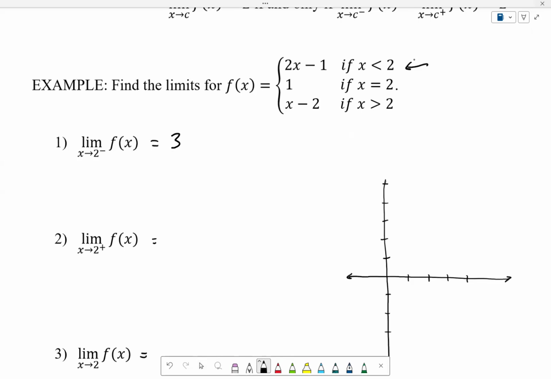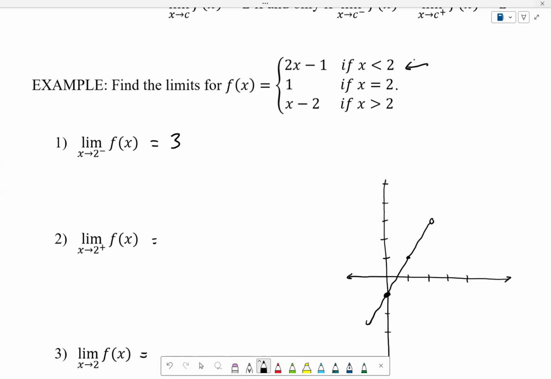I think visually speaking, it would look something like this. Did you actually graph it? Did you do something like this? It's fine if you graphed it. I don't judge. Okay, 2 from the left, you can see it's going to 3.